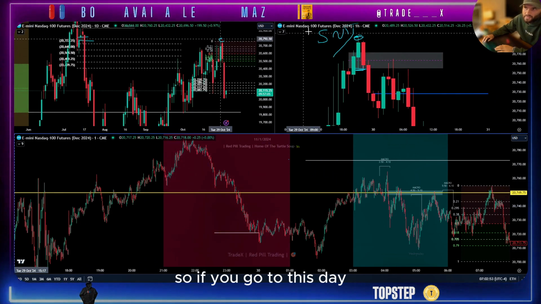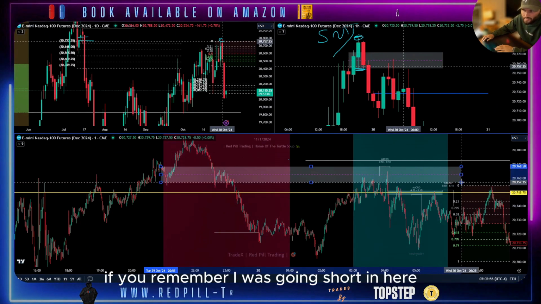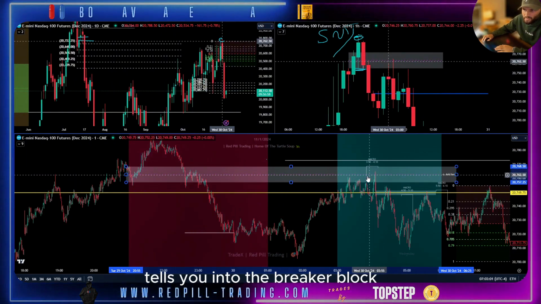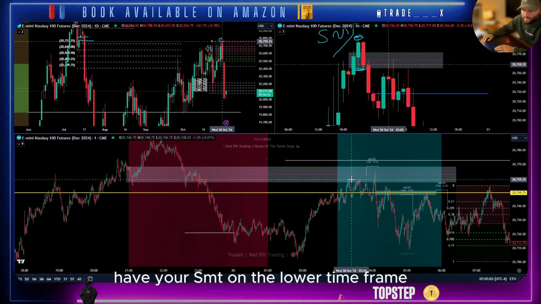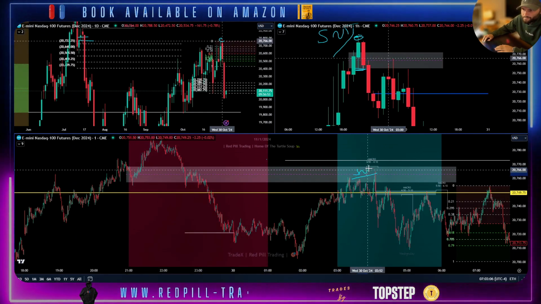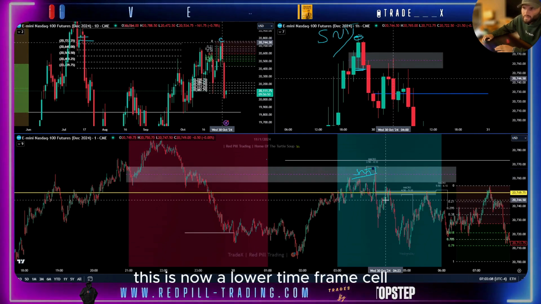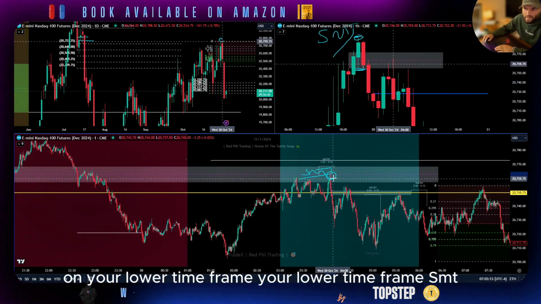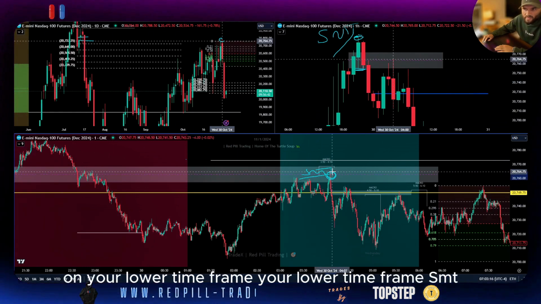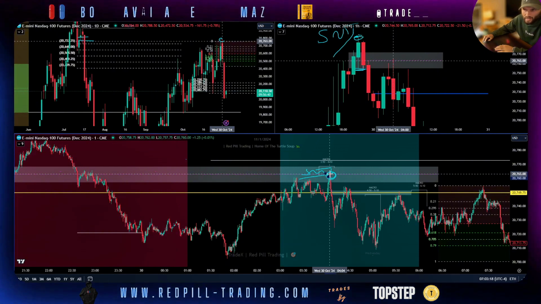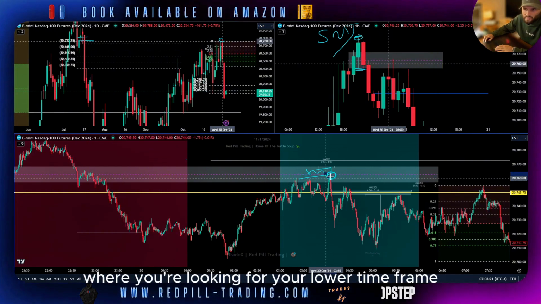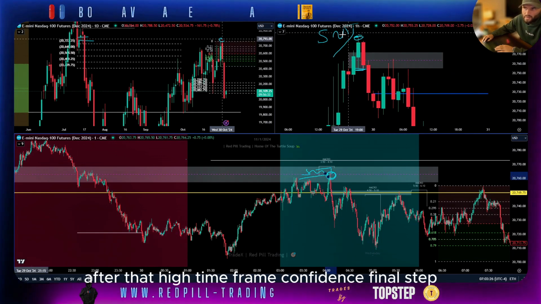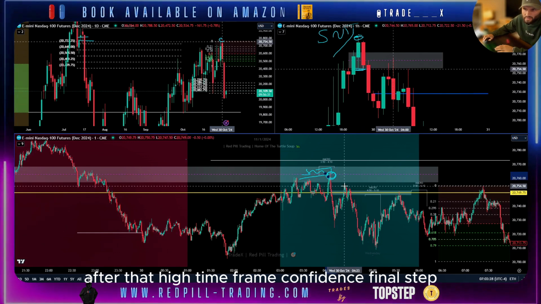So if you go to this day, if you remember, I was going short in here. This is a breaker block. Turtle Soup into the breaker block. And then you have your SMT on the lower time frame. This is now a lower time frame sell. So this is where you'd start framing on your lower time frame SMT and Turtle Soup combination, where you're looking for your lower time frame base rule triggers inside of here after that high time frame confluence.